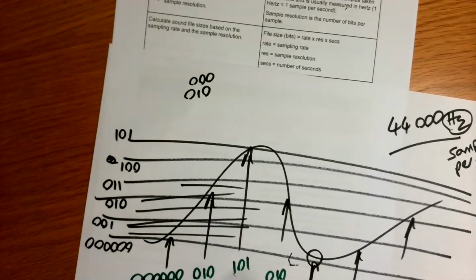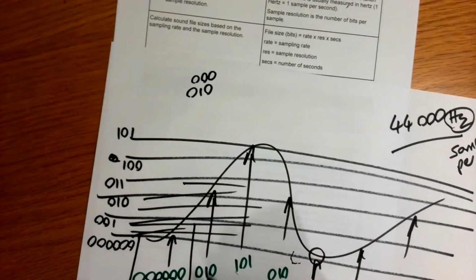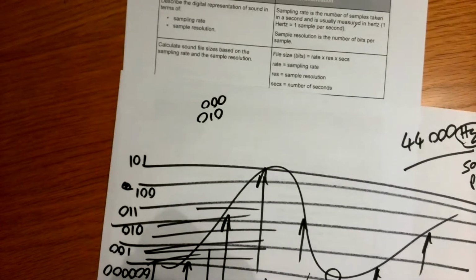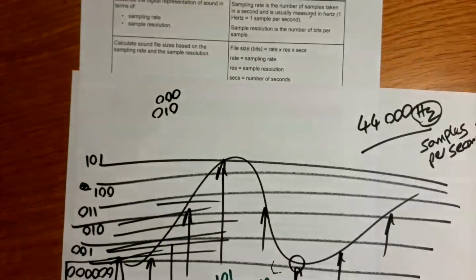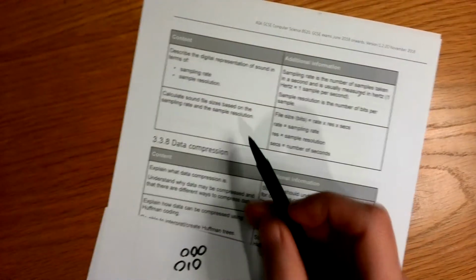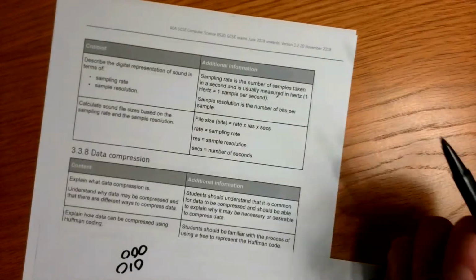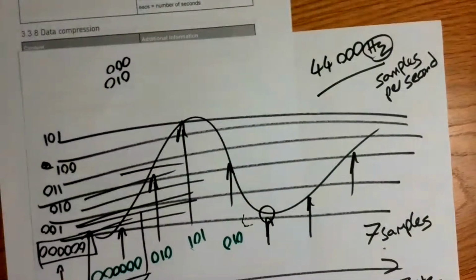But in doing that, we're going to increase our file size, because each sample is now represented by more bits. So this is your sample resolution down here, depending on how many bits you have. And then your amount of samples goes across the bottom there, which brings us on to calculating the file size. We need to know that the file size is the rate of bits, so the rate that we've got going on here.